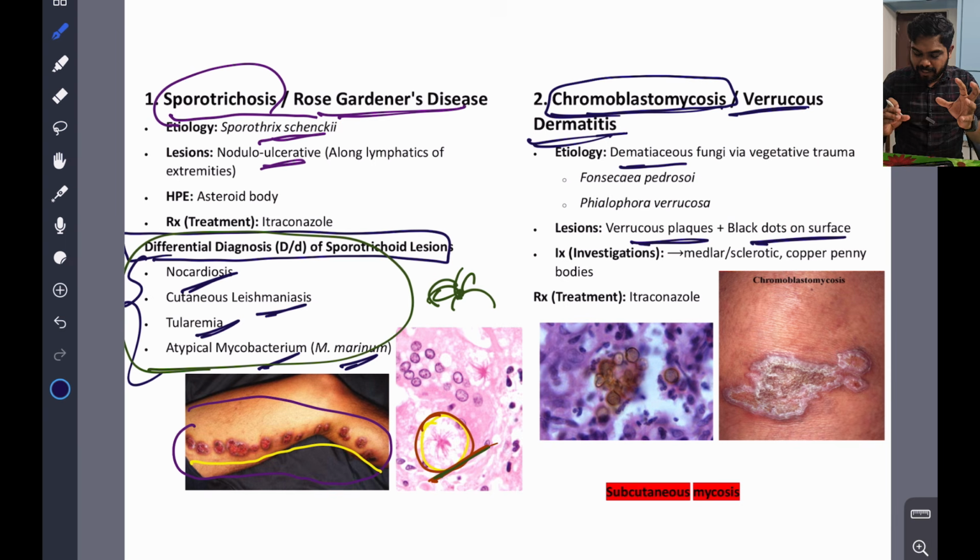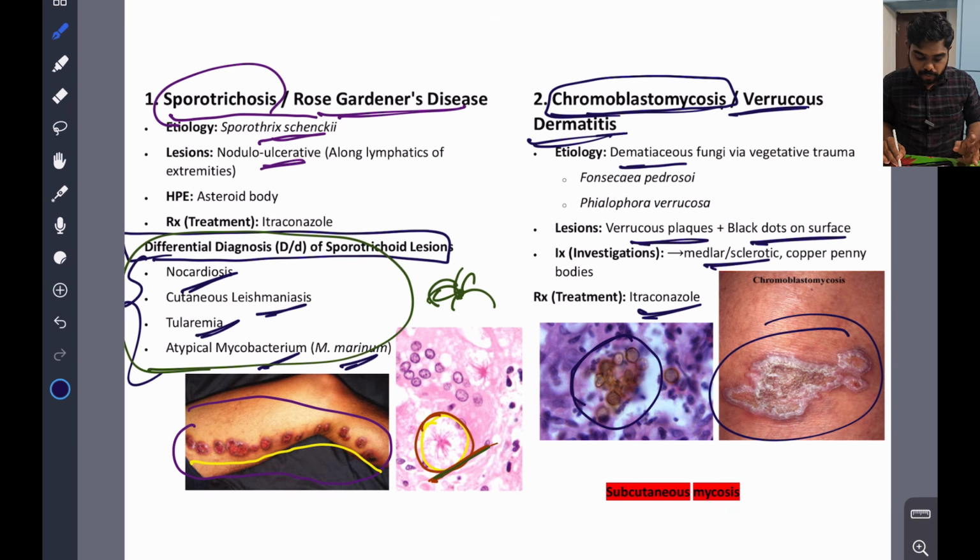Verrucous plaque means irregular shape, any shape. On investigation, there is a diagram like this. You can see something like a copper penny or a coin. These are known as copper penny bodies, medlar bodies or sclerotic bodies. You can see the lesions here, and also here. Okay, clear. So management of chromoblastomycosis is itraconazole.